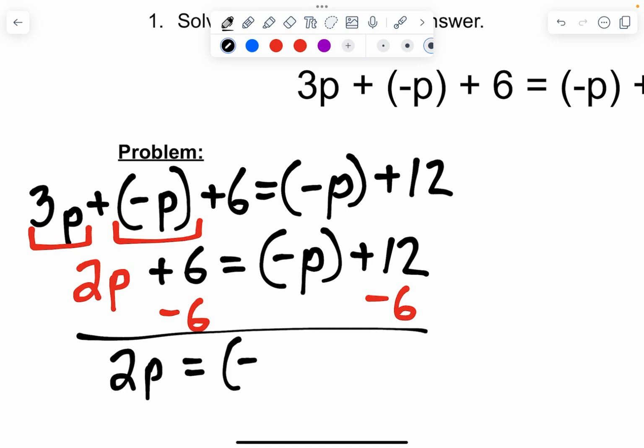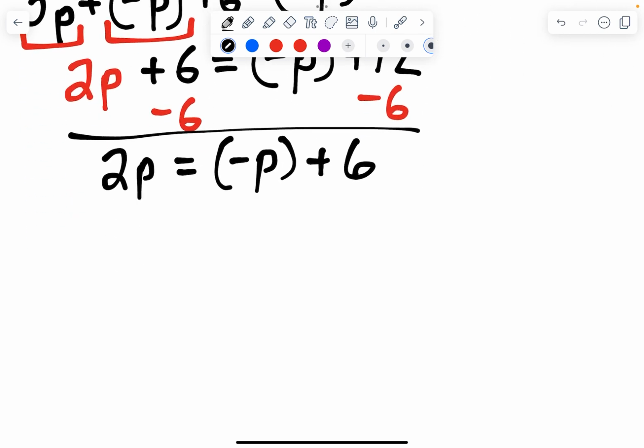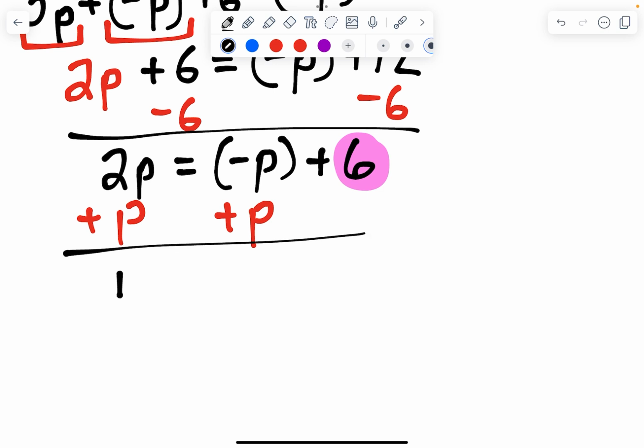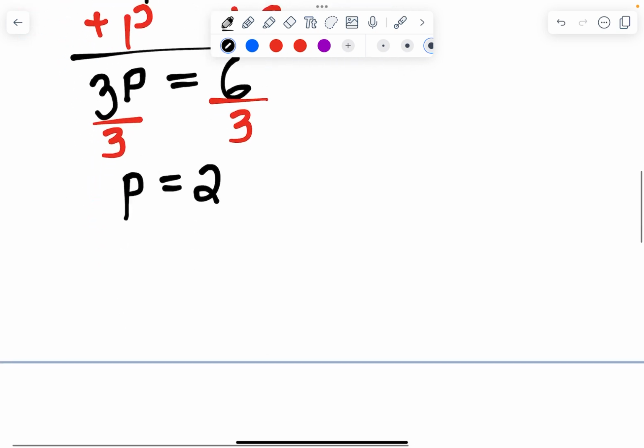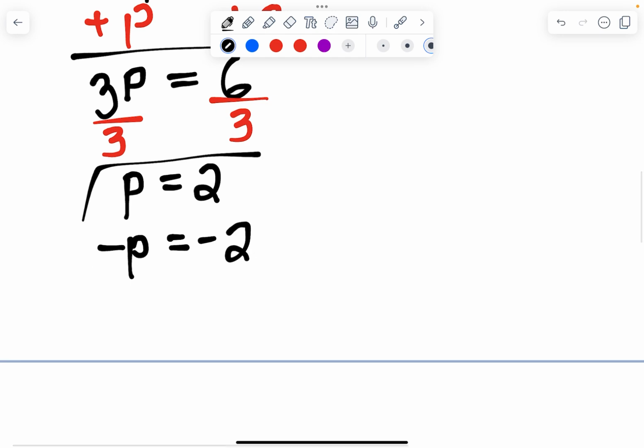And I get my negative p plus 6. And again, we want to get this 6 by itself. It does not want the negative p there. So to undo that, I'm going to add its opposite. So I end up with 3p equaling 6. Divide by 3. P ends up being 2, and then the opposite of P equals negative 2. And you want to do both because then when you do the check, it's a little bit easier.